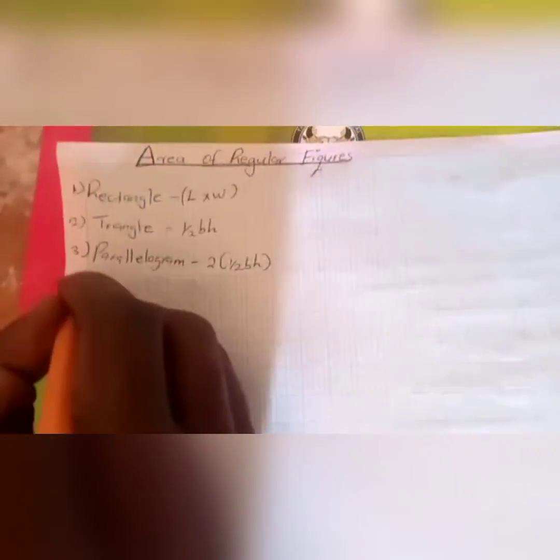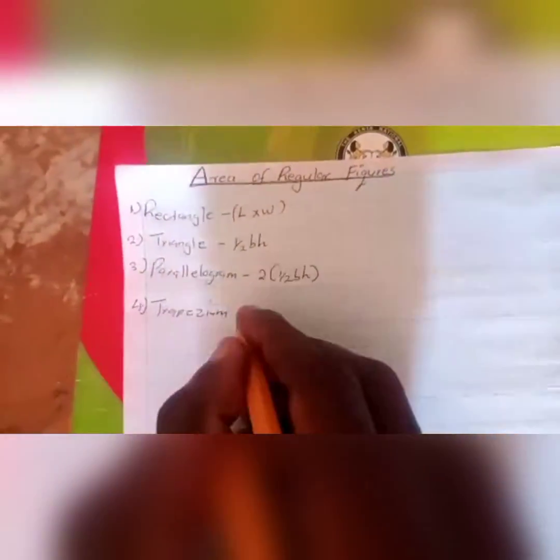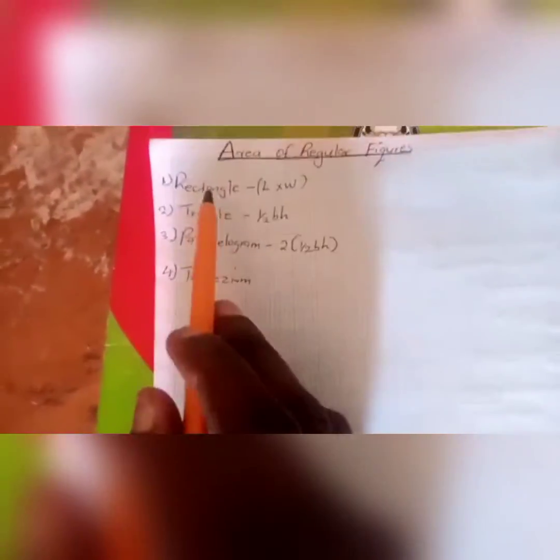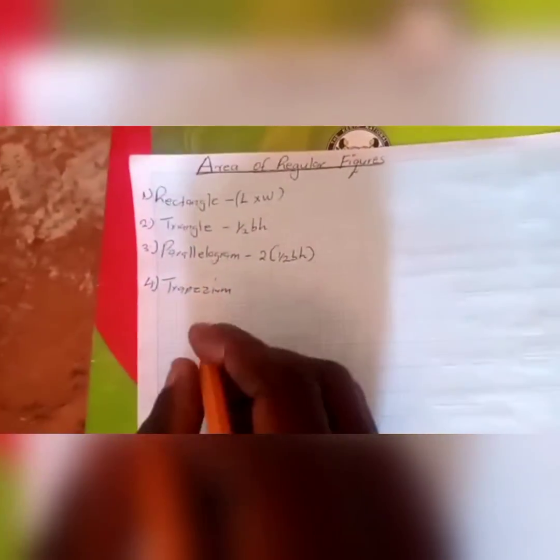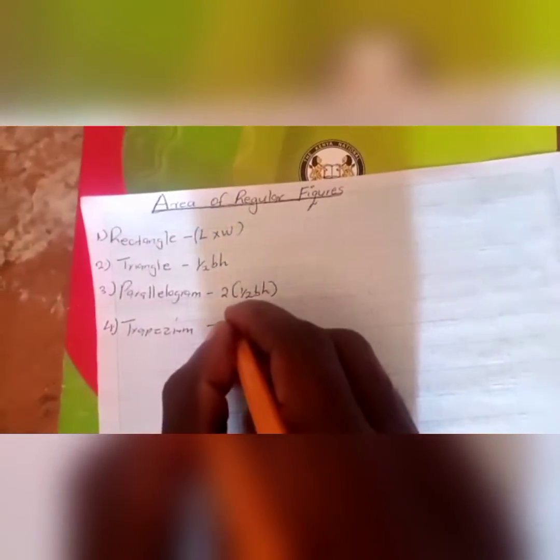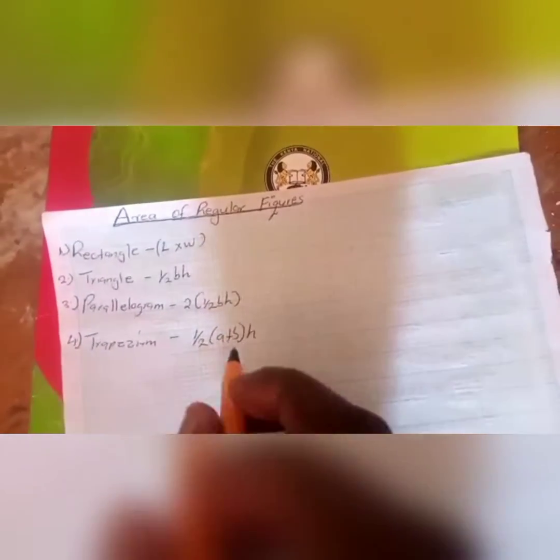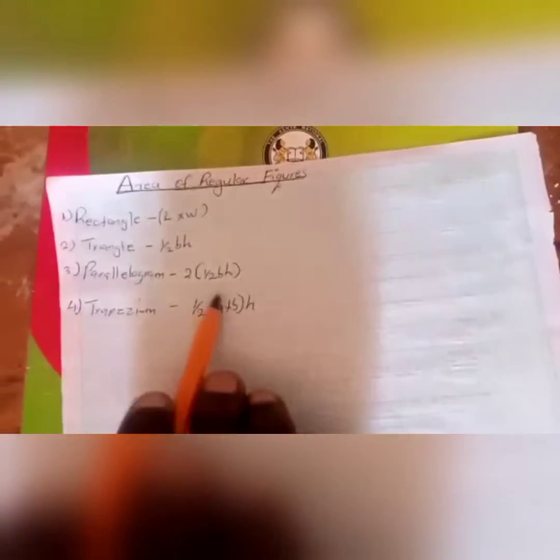The fourth one we have trapezium. In our next class we are going to tackle each and every figure, okay? So for now let's have the formulas down for easy understanding of the next class. For the trapezium, it will be a half into a plus b times height. So it is the summation of the parallel sides times height, okay?